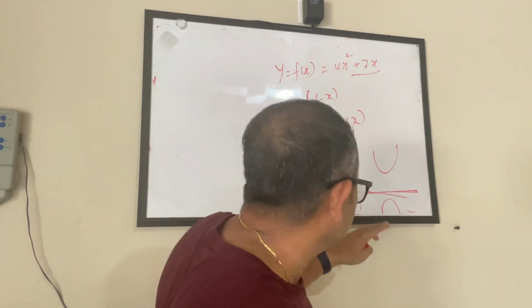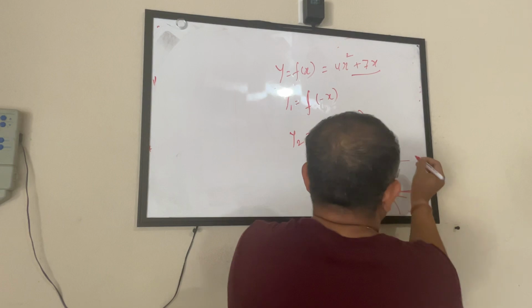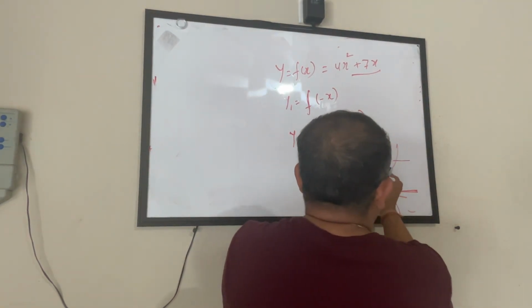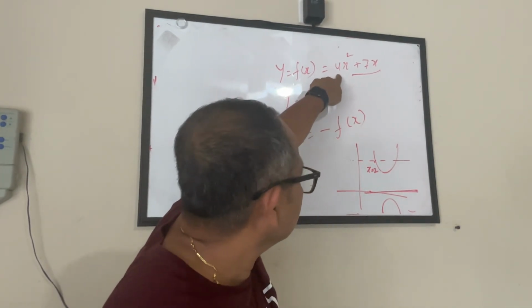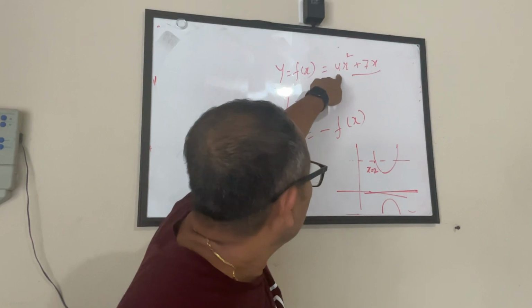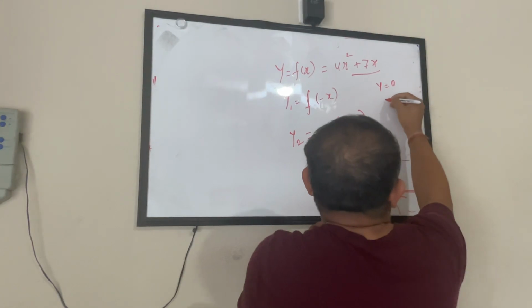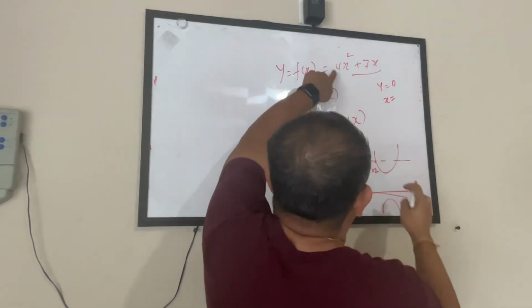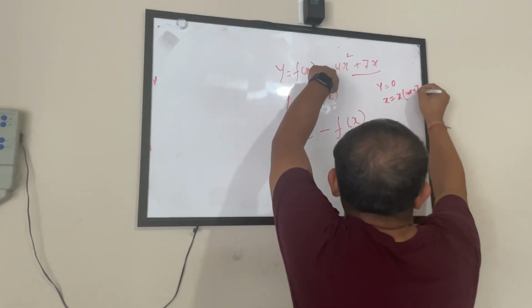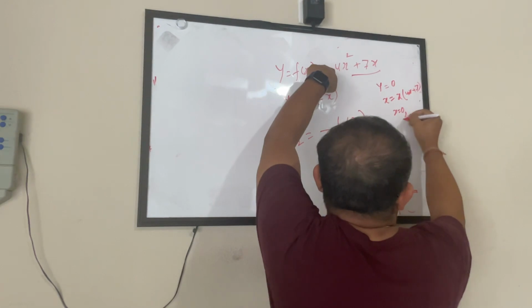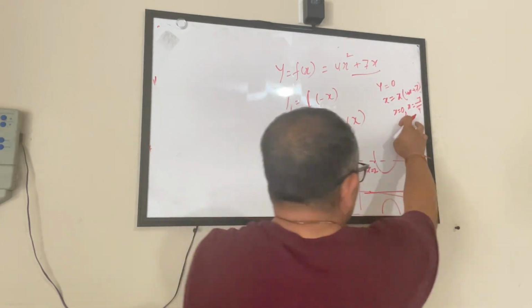Now let's look at a scenario. Let's look at this scenario. When x was, let's say, 2. In this case, what was the value? Or let's look at when y equals 0. What is the value of x? It's x into 4x plus 7. So x equals 0 and x equals minus 7 by 4. So these are two cases where it touches the x-axis.